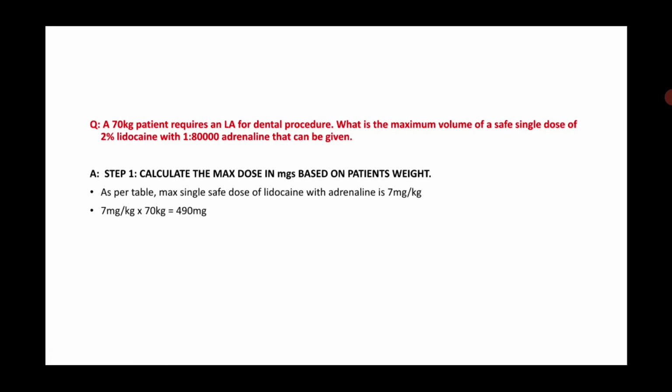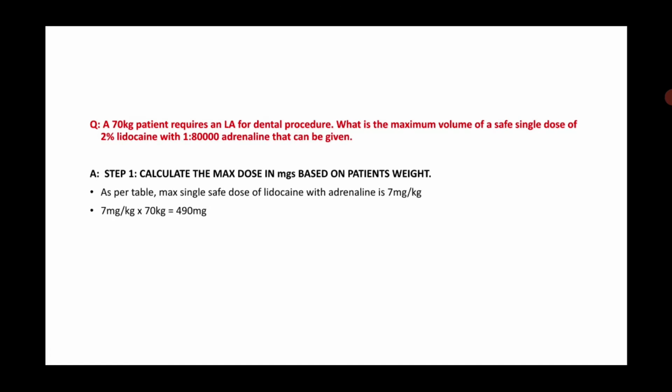The steps for calculating the amount of local anesthesia are very clearly given in your TG version 3. There is a proper table for solving local anesthesia questions. Please go through that part in TG version 3. The first step is to calculate the maximum dose in milligrams based on the patient's weight.